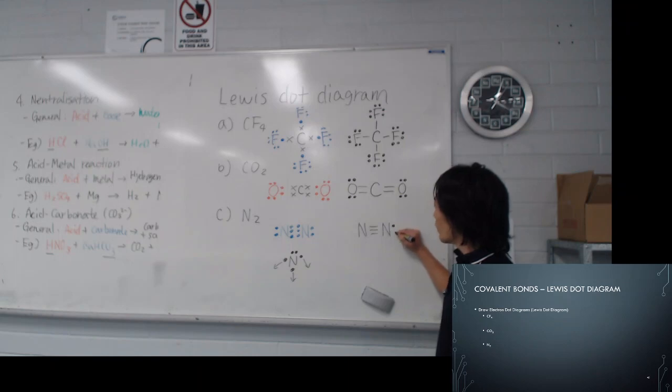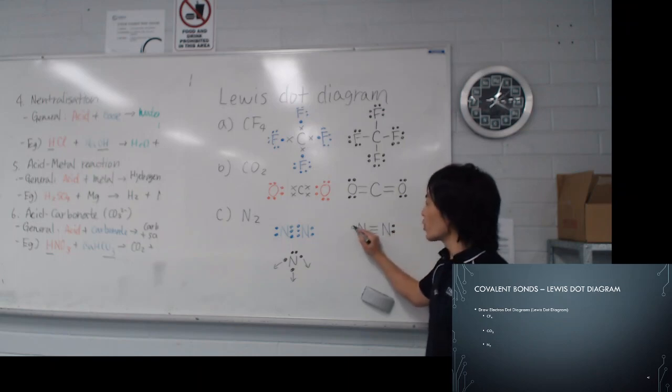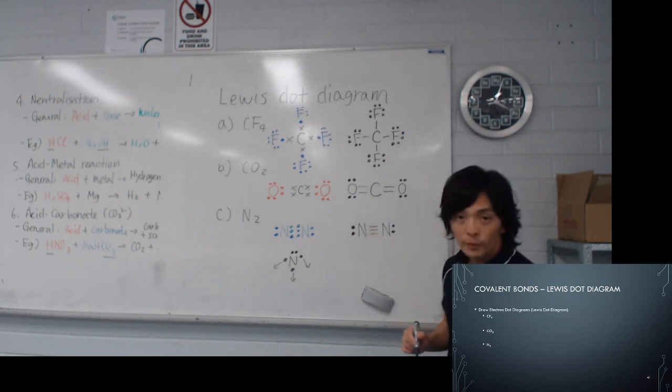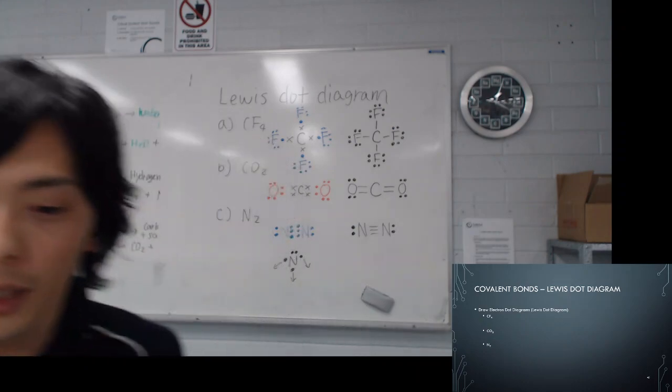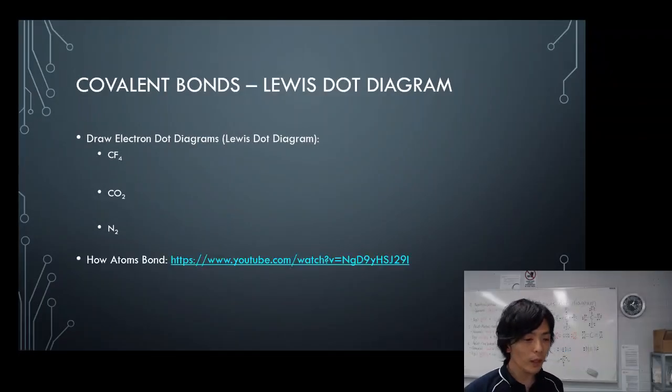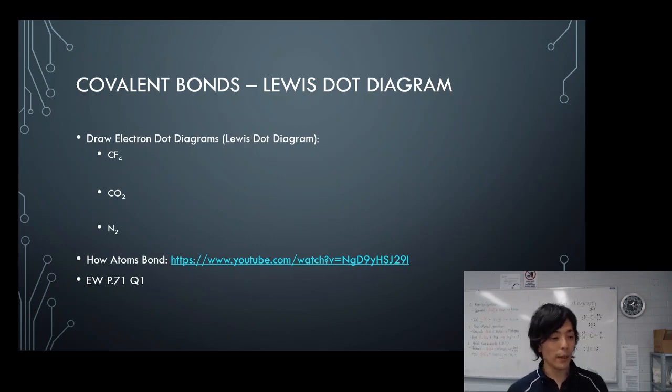It's harder to break compared to a double or single bond. Therefore, the nitrogen molecule N2 is very stable. So there it is. That's how you draw a Lewis dot diagram. We'll watch the video later, and you can now do question 1 from page 71. All right, see you in part 7.